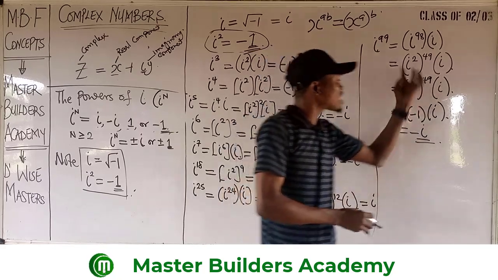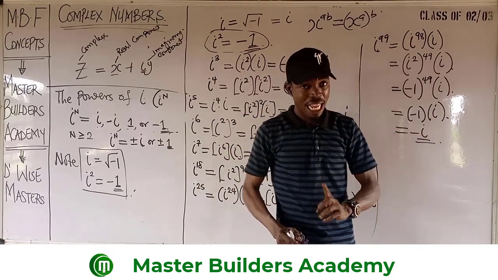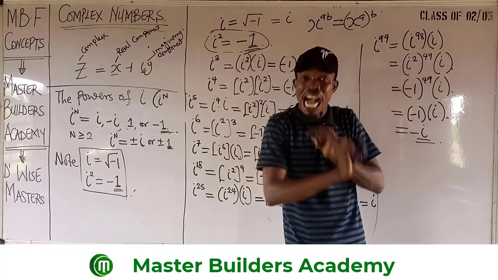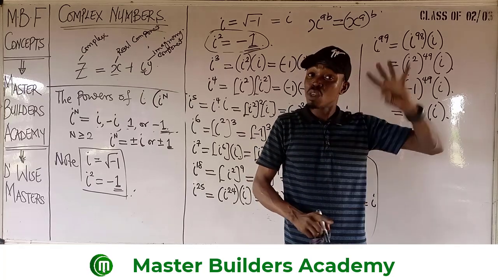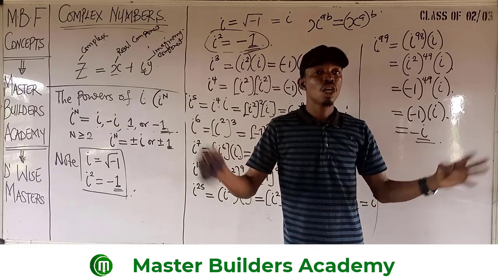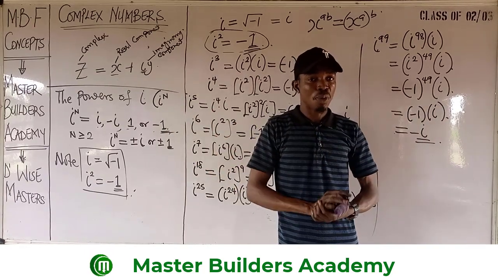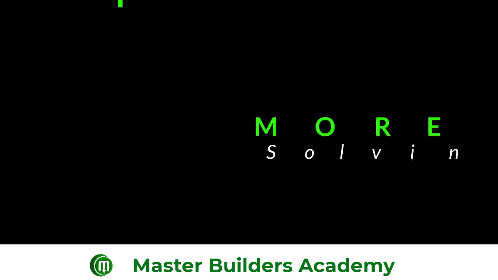Remember, as I did mention earlier, that when you find i raised to the power of n, and n can be any number, your outcome can either fall out to be i, negative i, 1, or negative 1, which are 4 possible outcomes. Are we there? So now we're going to look at other areas and then we are going to go. I hope you have gained massive values already.